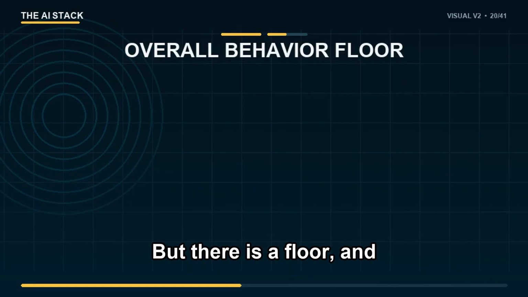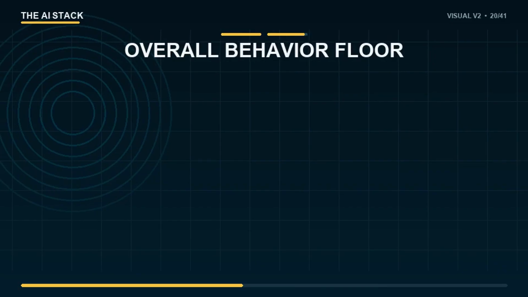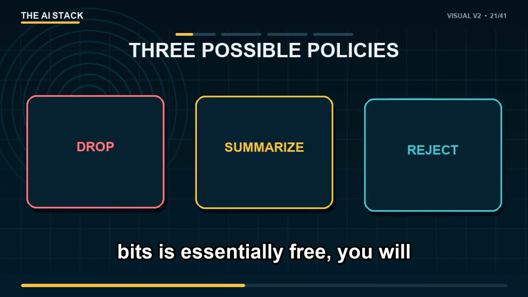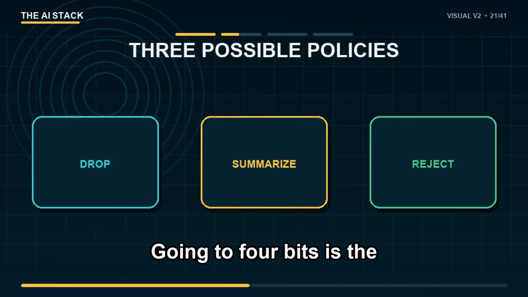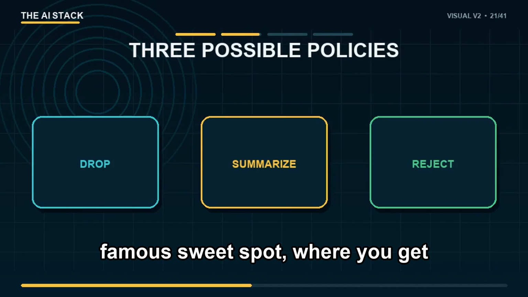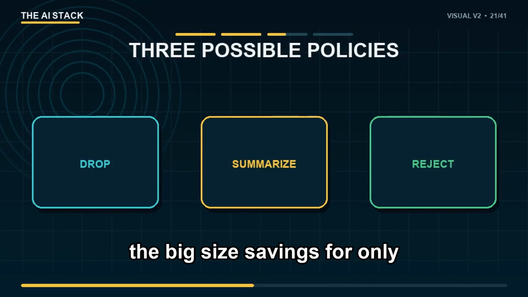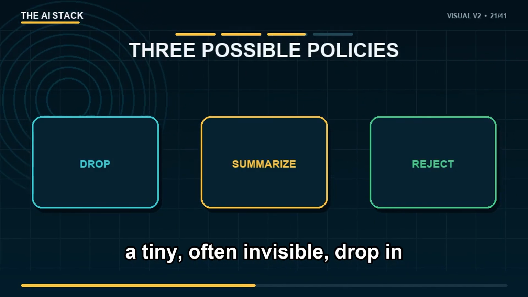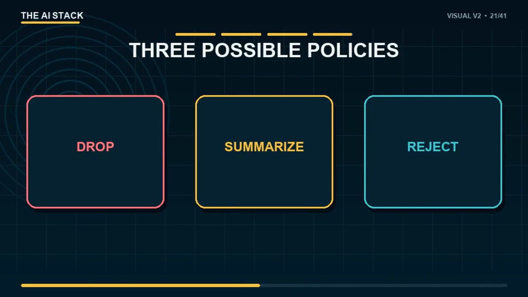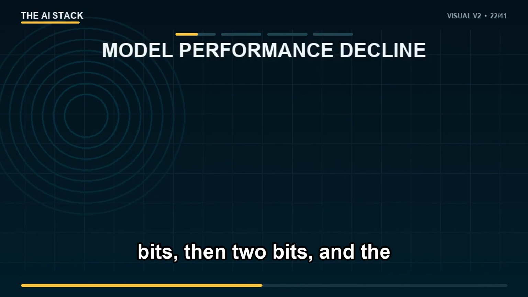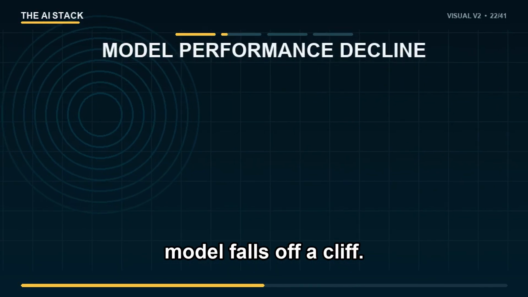But there is a floor, and knowing where it is matters. Going from 16 bits to 8 bits is essentially free. You will not notice any difference at all. Going to 4 bits is the famous sweet spot, where you get the big size savings for only a tiny, often invisible, drop in quality on the order of 1% or 2% on most tasks. But keep squeezing, down to 3 bits, then 2 bits, and the model falls off a cliff.